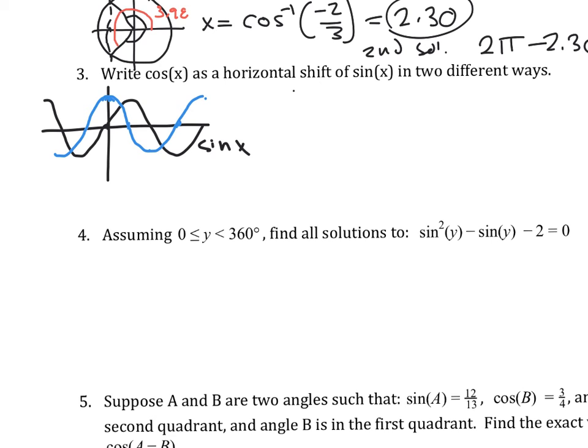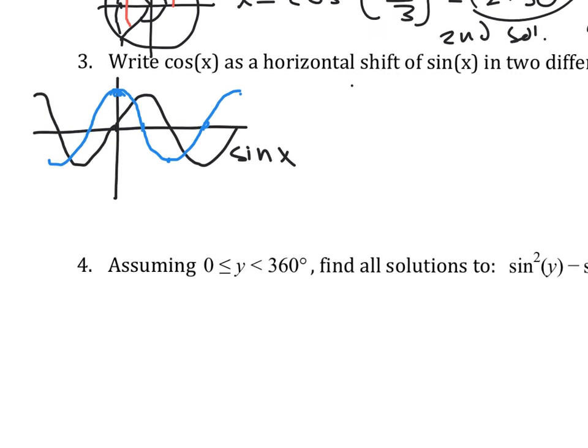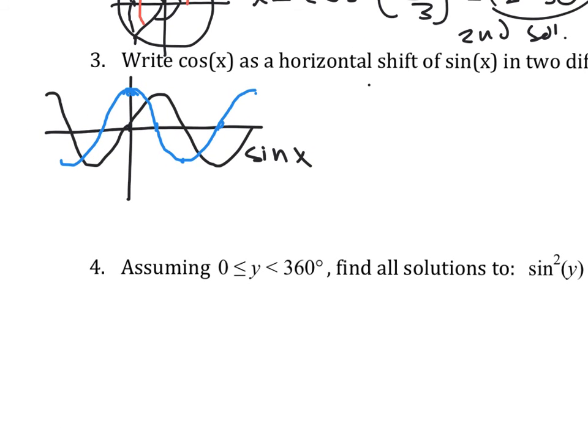Okay, so we're using sine of x as our parent function. So I would say cosine of x represents a shift to the left of a quarter cycle.